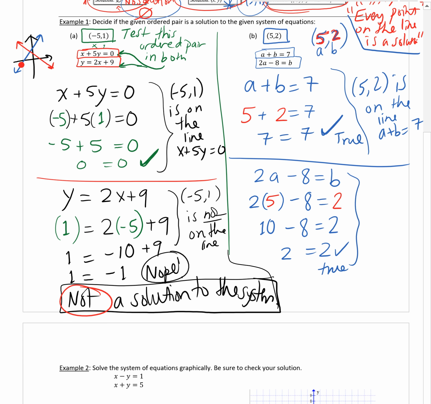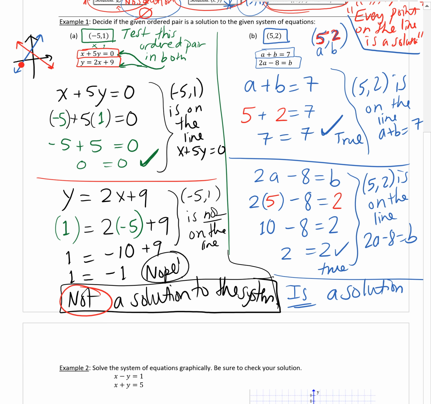That means the point I was given is also on the second line, the other line, which was 2a minus 8 equals b. Since it's on both lines, that means it is a solution. Yay! So the answer is yes.